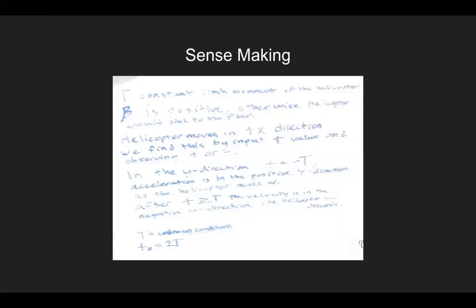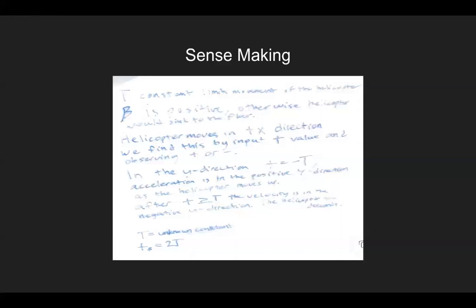So after our time constant is greater than or equal to our capital T, velocity would be in the negative y direction once again, as the helicopter again descends. So we found in our calculations that the final time is equal to 2 times the T constant that's given in the problem. And we did this by simply plugging in values as shown in the graphs earlier.